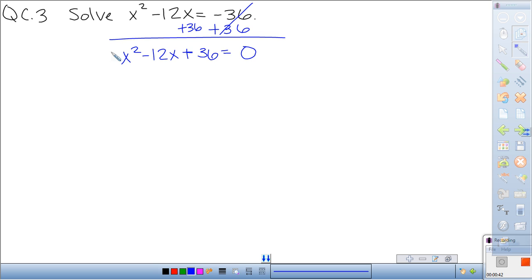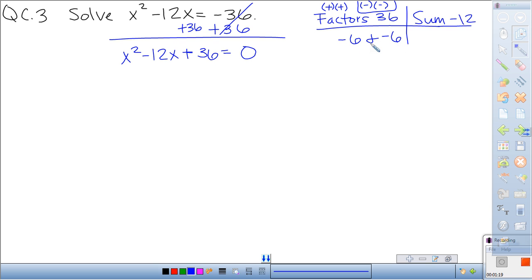So since there's no coefficient, we know we can use our easy method of factoring, which is to find the factors of the last term, 36, that add to be the middle term of negative 12. Okay, we want two numbers that multiply to give us a positive, but add to give us a negative. So that's either a positive times a positive or a negative times a negative. And since we need them to add up to be a negative, we'll need to use the negative times the negative. So immediately I'm thinking the factor of 6 and 6. So negative 6 times negative 6 is positive 36, but it adds to be negative 12.